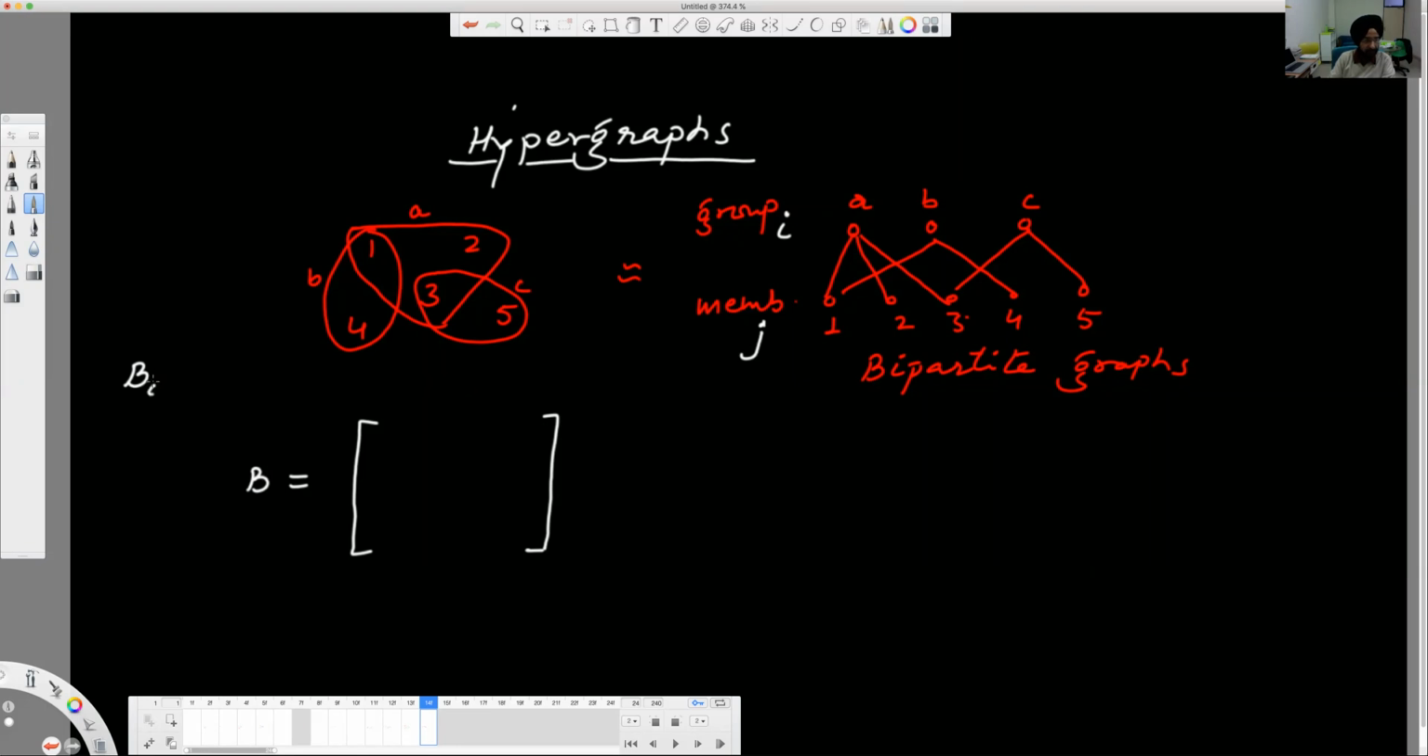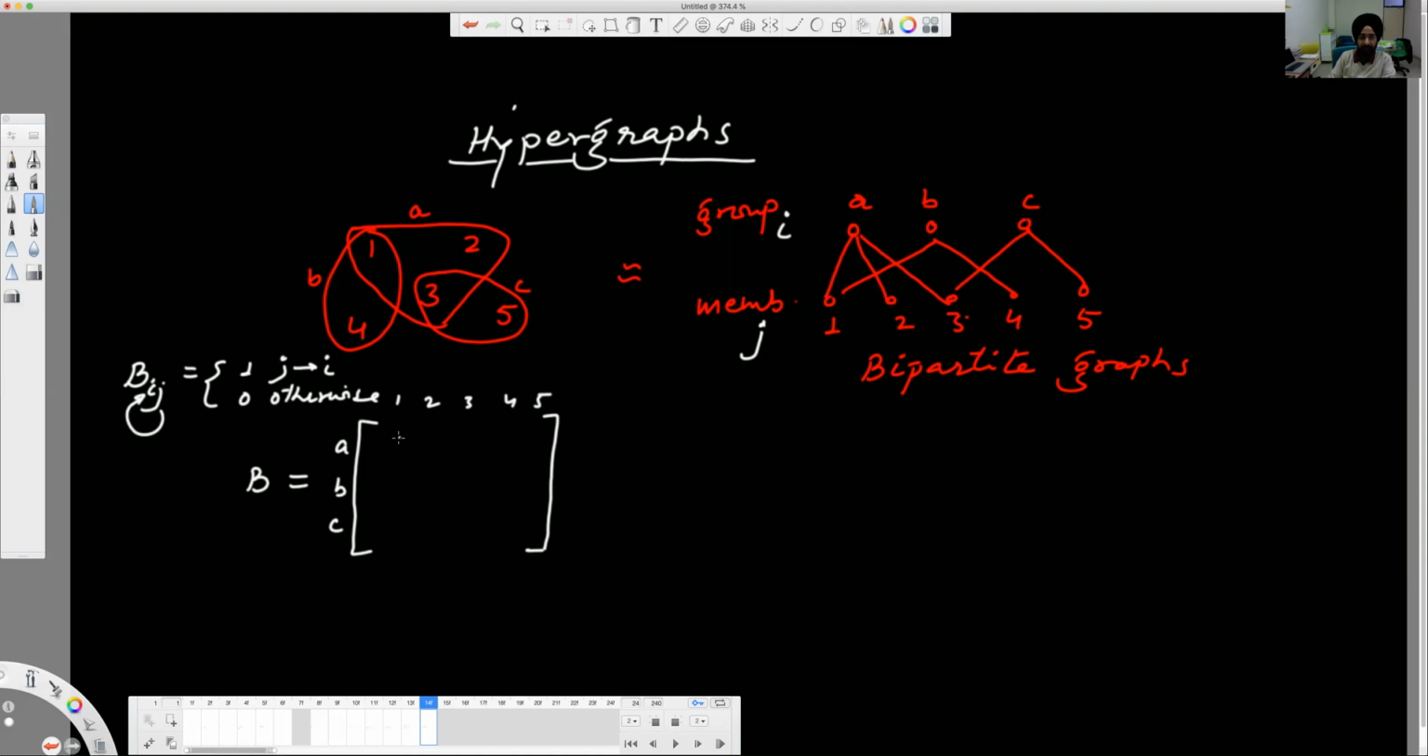But nevertheless, Bij is telling that J belongs to I. J is my member and I is my group, right? If this is 1, then J belongs to I, right? Otherwise, 0. Now here I will put 1, 2, 3, 4, and 5. This is my A, B, C. Now the immediate thing that you notice here is this matrix is not a square matrix. Forget about being symmetrical. This is not even a square matrix, right? It's a very different kind of matrix.